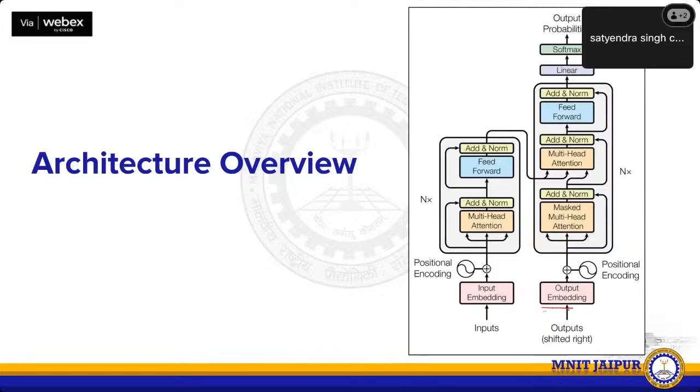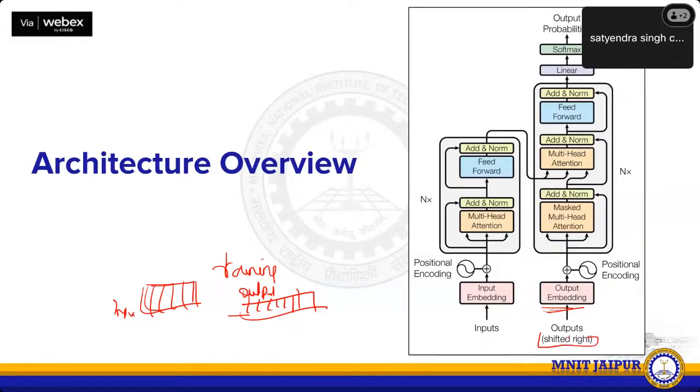So this output embedding, during training time, you have a vast amount of data, input-output pairs on which you are training. Let's say you have a machine translation task. You have the input, and corresponding to it you have the ground truth, basically the output. So this output embedding is given.